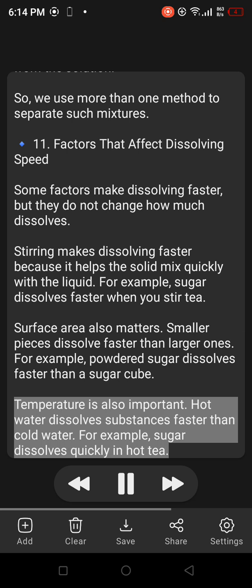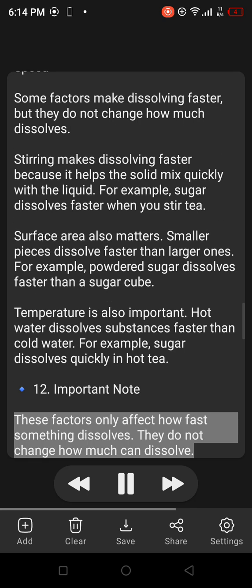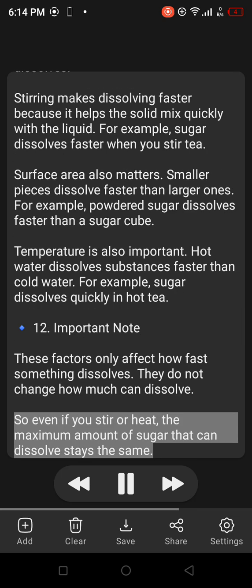Temperature is also important. Hot water dissolves substances faster than cold water. For example, sugar dissolves quickly in hot tea. 12. Important note. These factors only affect how fast something dissolves. They do not change how much can dissolve. So even if you stir or heat, the maximum amount of sugar that can dissolve stays the same.